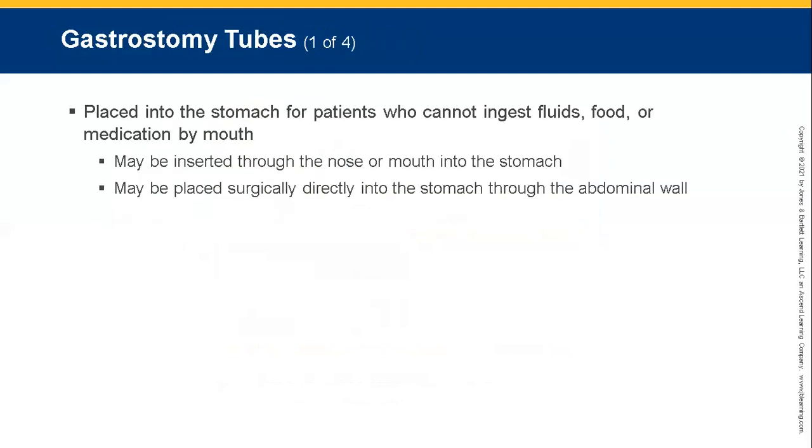Gastrostomy tubes. These are placed in the stomach for patients who cannot ingest fluids, food, or medication by mouth. They may be inserted through the nose or mouth into the stomach, or placed surgically directly into the stomach through the abdominal wall.